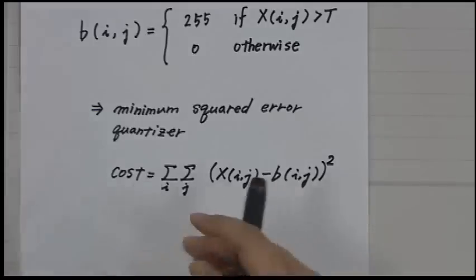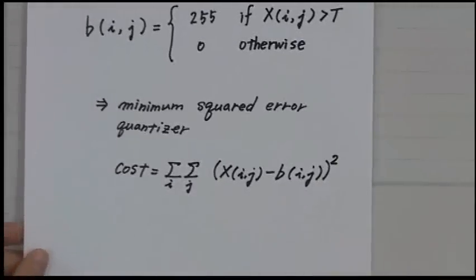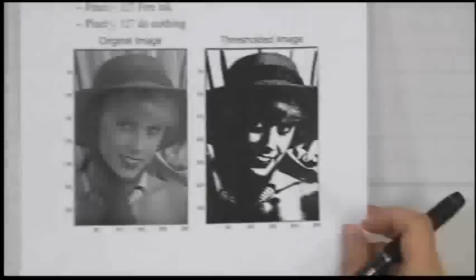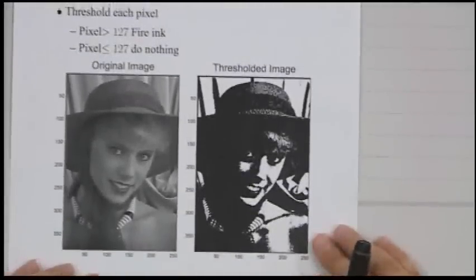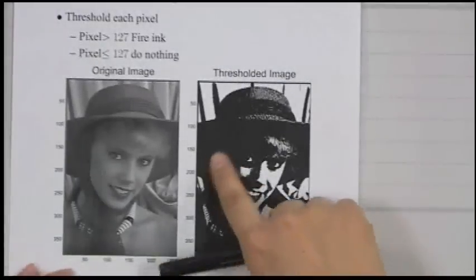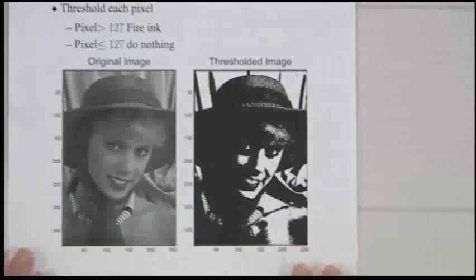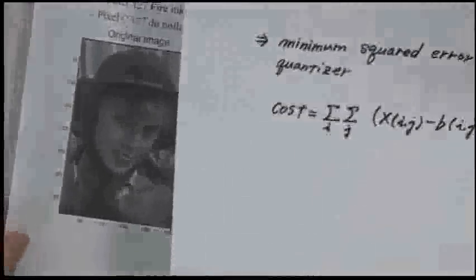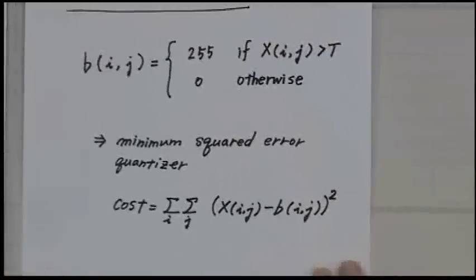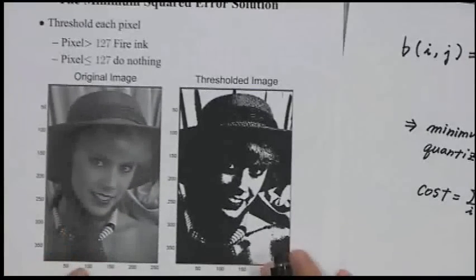I think last Wednesday you saw that this constant threshold method does not generate good results. Here are the results. It doesn't look great. First of all, we lost all of the details, and plus, this lady does not look attractive anymore. Why does it happen? Because we optimize this cost, so in terms of this cost it should be optimal, but the result is not good. Why?